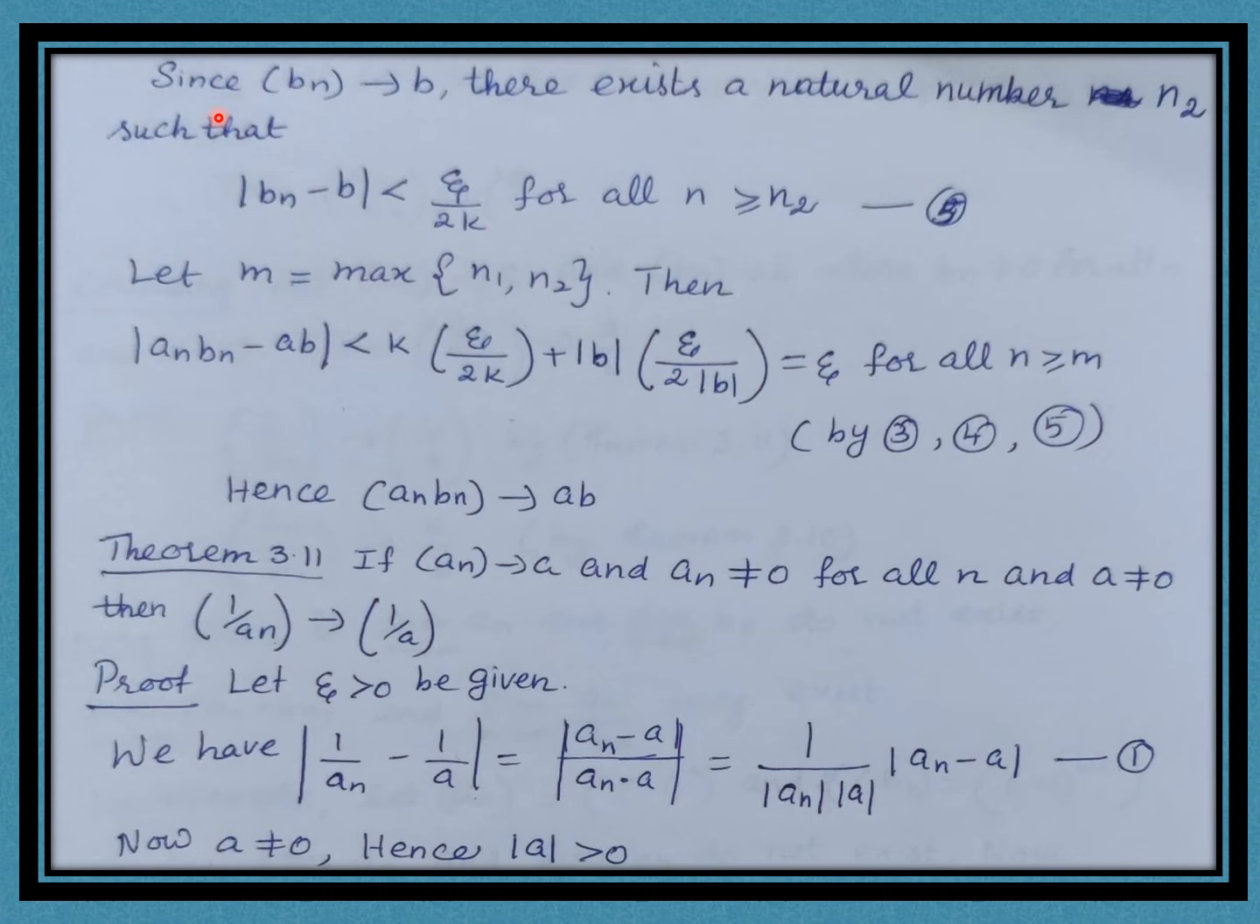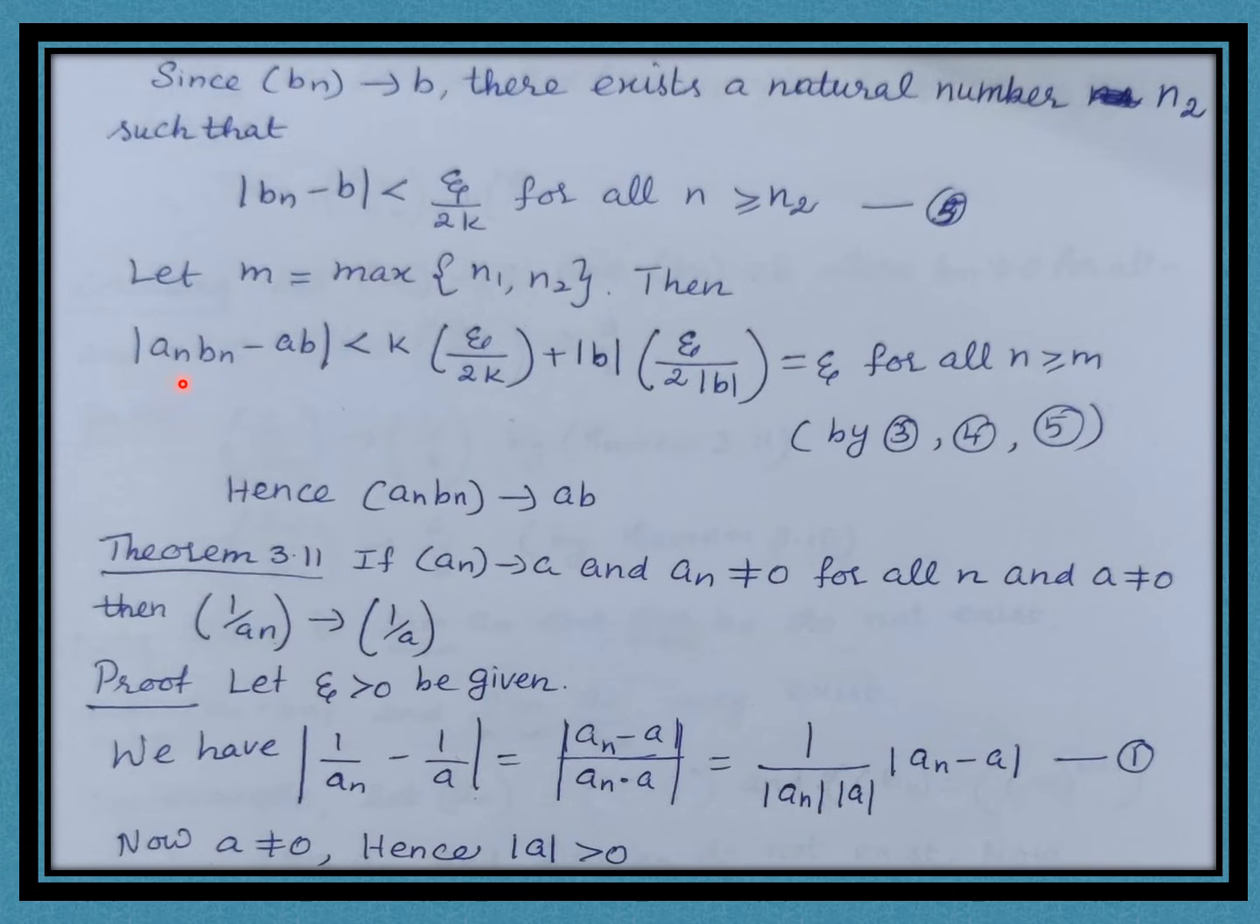Similarly, as sequence bn converges to b, we can find another natural number n2 such that absolute value of bn minus b is less than epsilon by 2 into k. This is true for all n values greater than or equal to n2. As we have two natural numbers n1 and n2, we choose the maximum of that and have it as m. Now we are applying this in 1, 2.